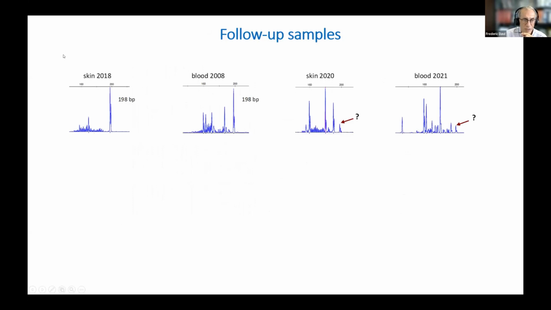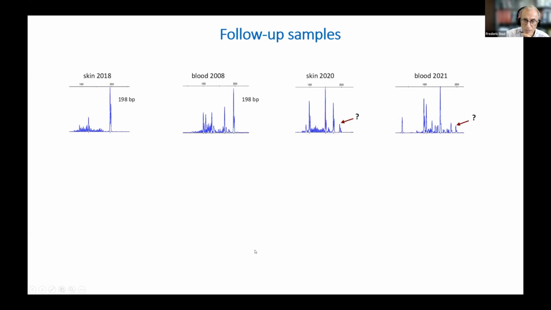This is a patient which had a lymphoma, where you can see a big clone in the skin, in the blood. I'm sorry, there's a mistake. That should be 2018. And he was treated, and then he was followed up. And in 2021, there was this small peak at the size where the clonal peak was before. And the question is, is that really the tumor or not? And same thing in the blood.